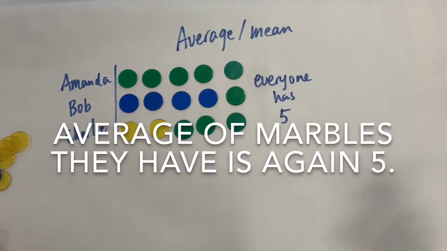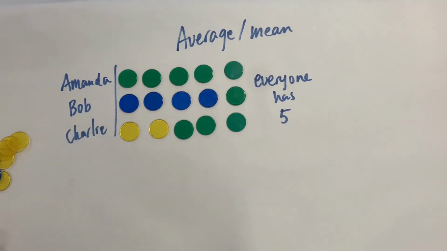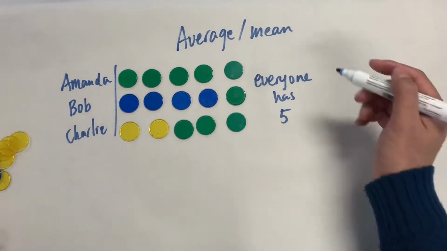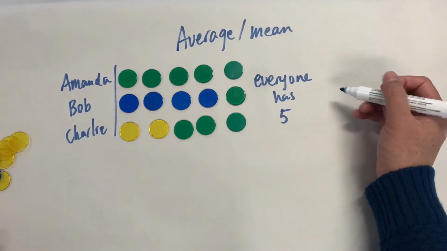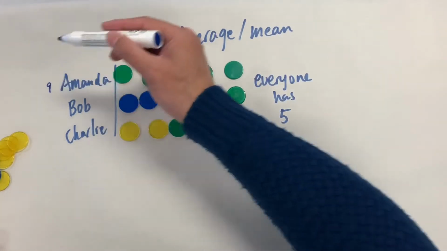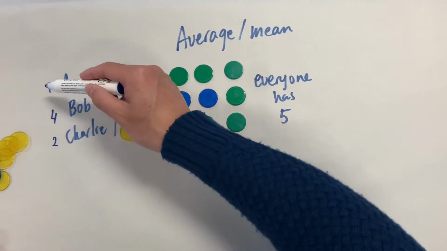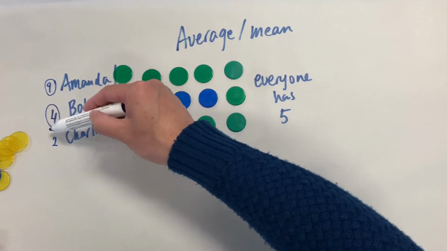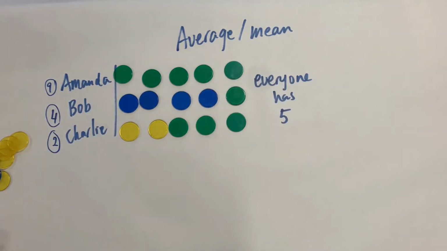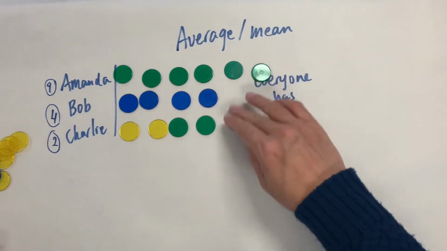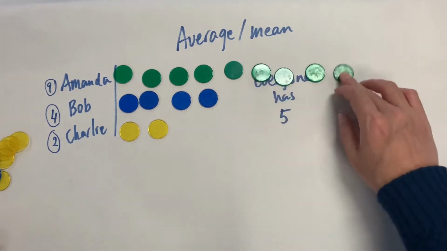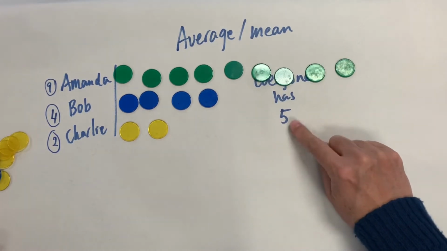Now let's quickly pause the video. What else can we do? This time Amanda had 9 marbles, Bob had 4, and Charlie had 2. Can you think of another combination of numbers or marbles? The average is going to be 5. Let's quickly pause the video.